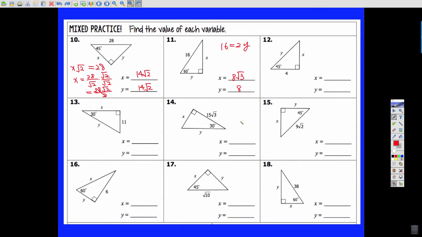Let's do one that looks a little bit more intimidating. So let's do number 14. 30, 60, 90. I don't know my short leg. I only know my longer leg. I know my longer leg is 15 root 3. My longer leg is also root 3 times my short leg. So if I just divide both sides by root 3, my short leg is 15. My short leg is 15, my hypotenuse is twice as much, which is 30.